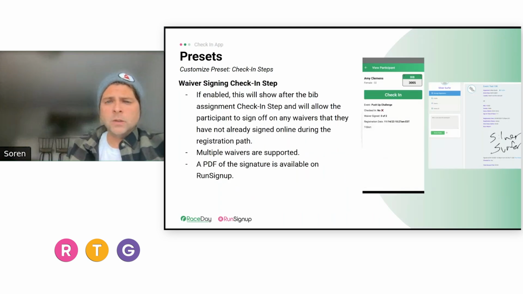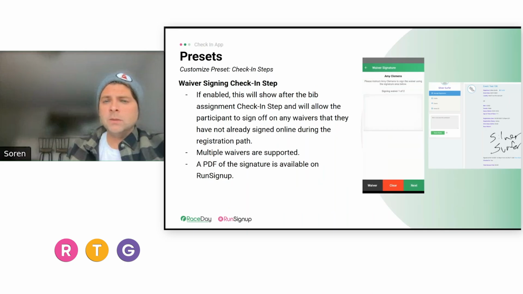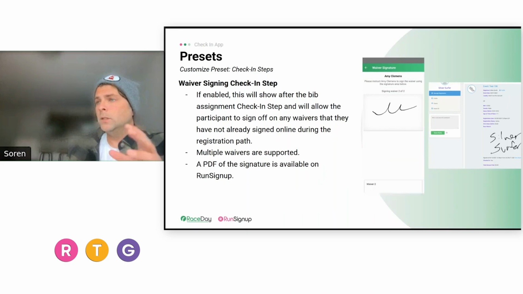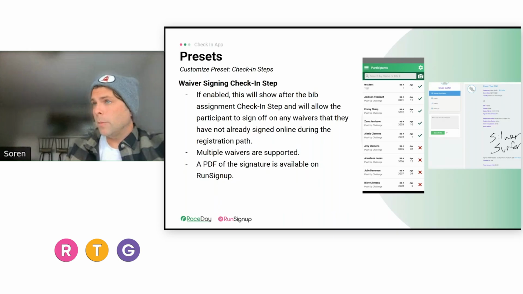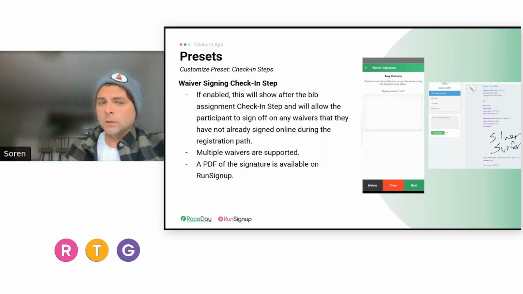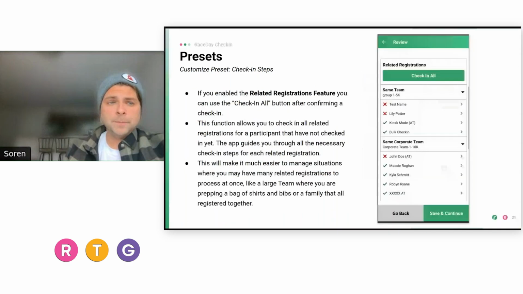Again, this is just the waiver signing option. As you can see, when you check in and a waiver hasn't been signed, the user will be prompted to show the participant the device, tablet, or phone, and have them save their waiver. That does go back to RunSignup and is associated with their profile there. It's a PDF that it's saved as.